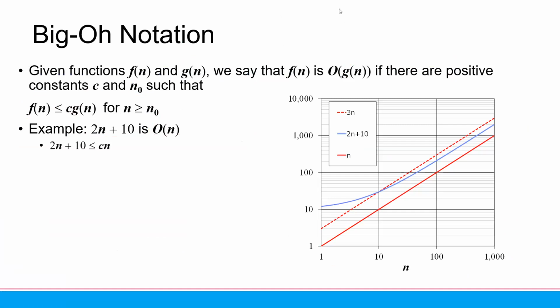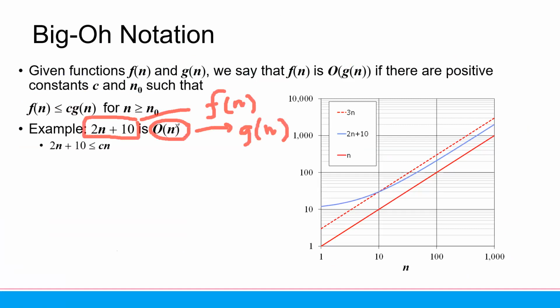First, I would like to say that this is the Fn. And then I will use this one as the Gn. So the Gn means I would like to know whether 2n plus 10 is O(n), is n. Then there will be a function: 2n plus 10 is less than or equal to C multiplied by Gn. C is a constant and Gn is n. In this case, it is n.